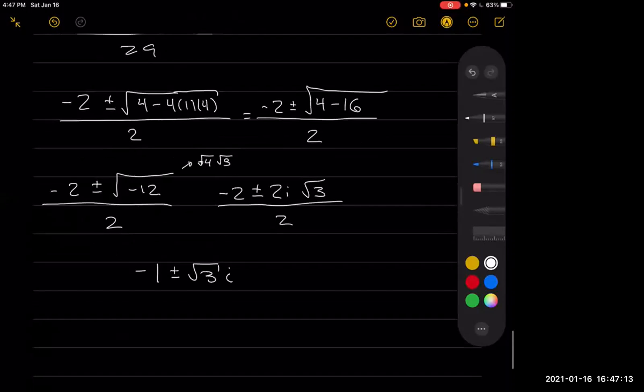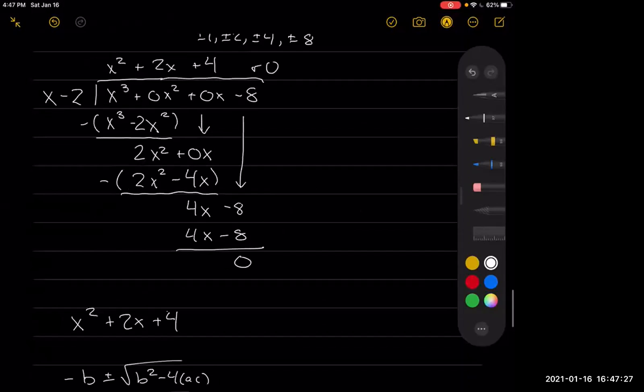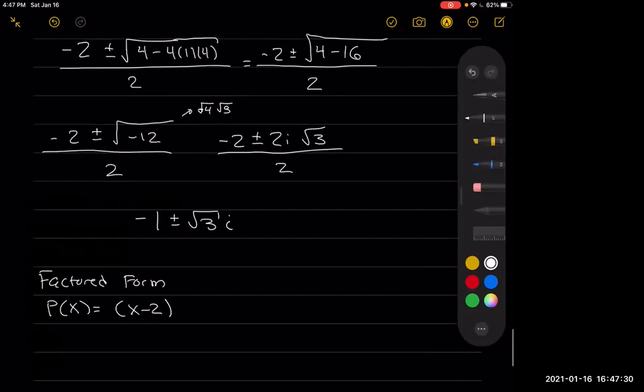So that means our factored form is p of x equals x minus 2. Remember, that's from up here where this worked out. And then times x plus 1 plus the square root of 3 i, and x plus 1 minus the square root of 3 i. And then remember, since this is a zero, when we rewrite it, it's like x minus this whole thing is what happens.